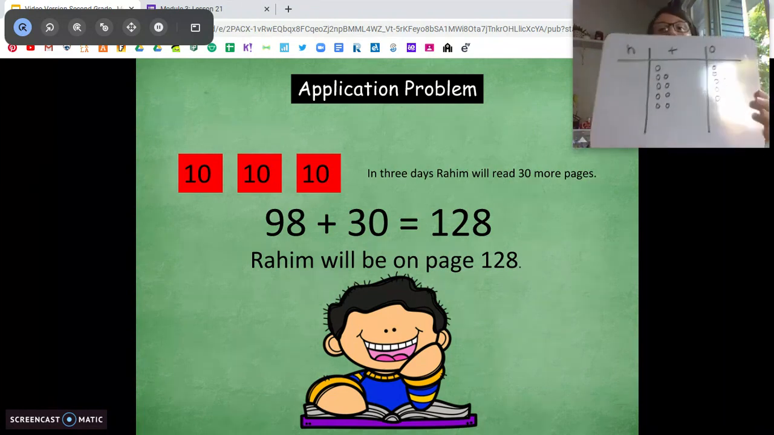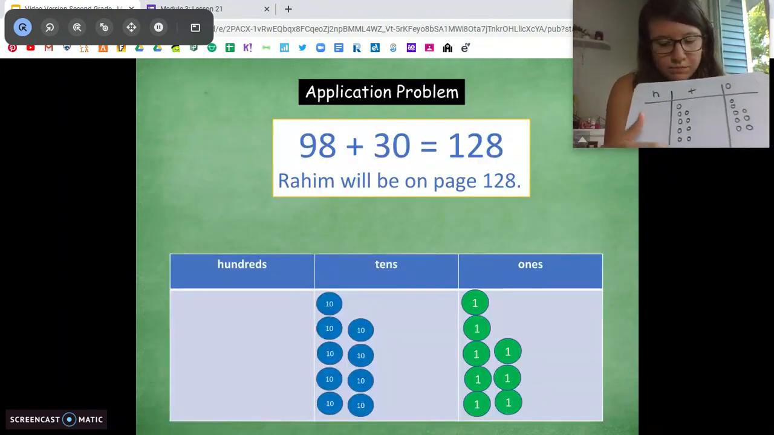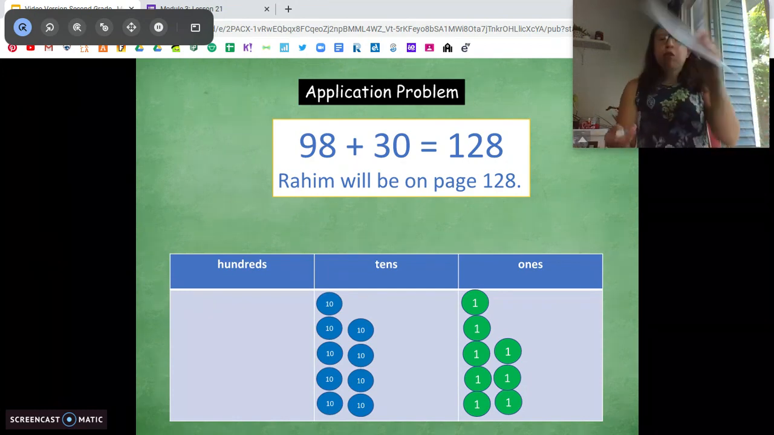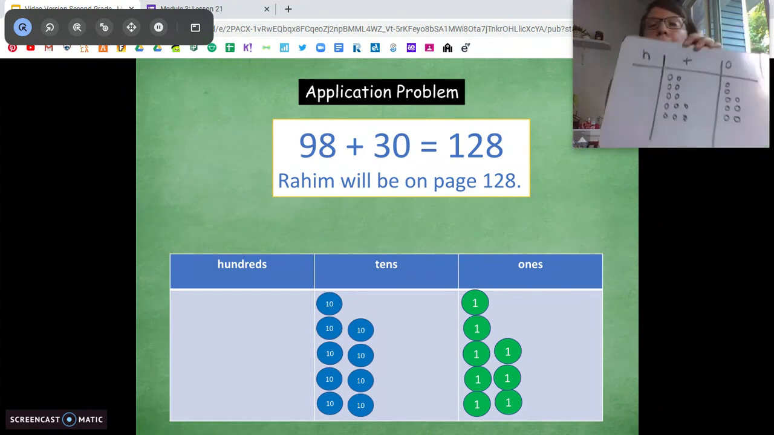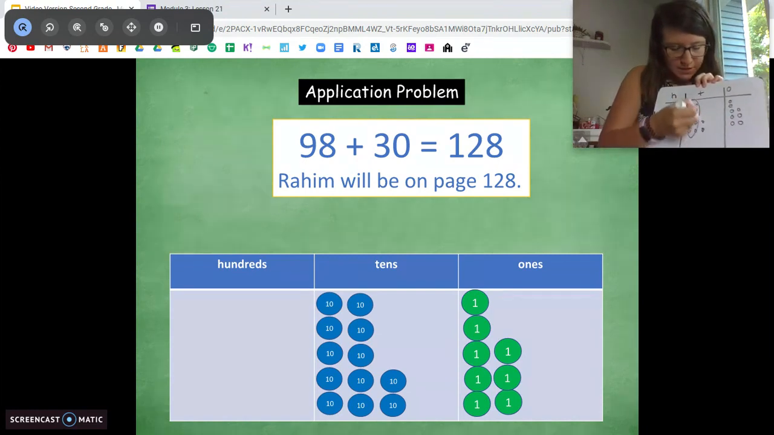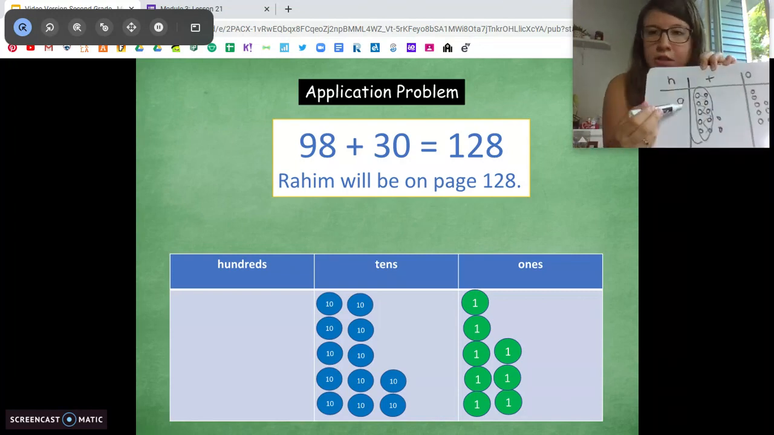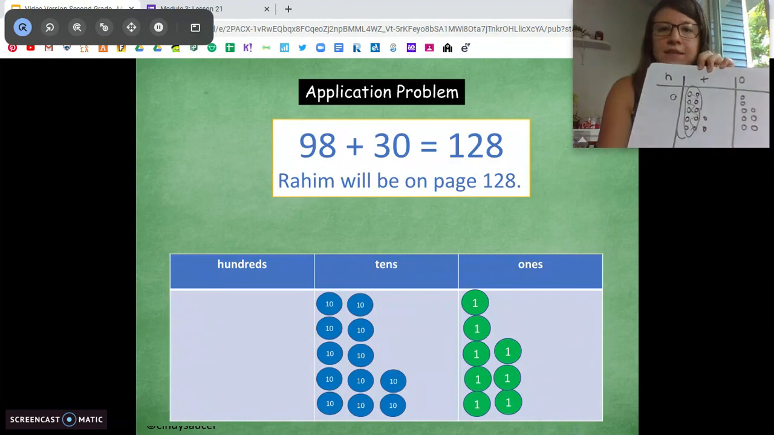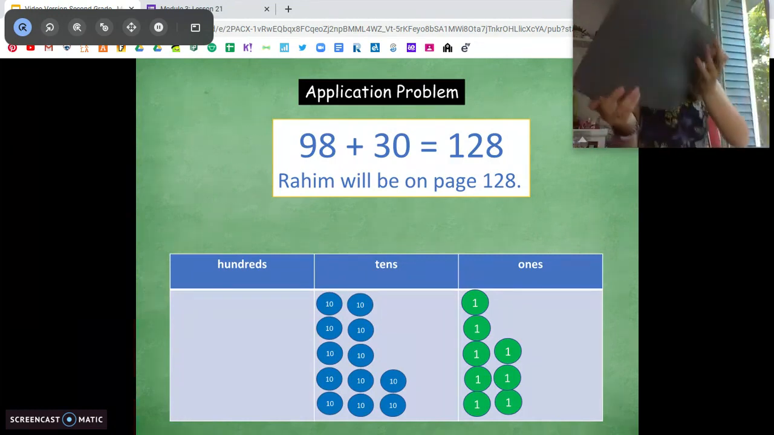Another thing you might have done is draw or use your place value chart. So what I did is I started at 98, and then I'm going to add 30 or 3 tens. 1, 2, 3. Okay, now when I do that, I see that I can group a group of 10, bring it over to my hundreds place. So I have, these are all gone now, they're hundreds, 100, 10, 20, 8. Ta-da, we got the same answer. So after 3 days, Rahim will be on page 128.